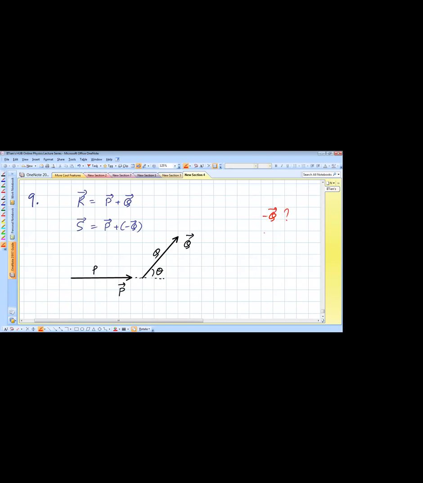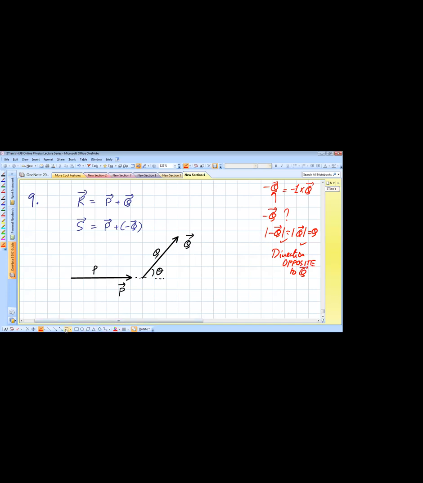Minus Q is a vector which has the same magnitude as Q, because minus Q is nothing but the scalar quantity minus 1 multiplied with the vector Q. So you're multiplying a quantity whose magnitude is 1. That's why its magnitude will be the same. But direction will be what? Opposite, because you're multiplying the negative quantity. So the direction is opposite to Q. This is what we understand.